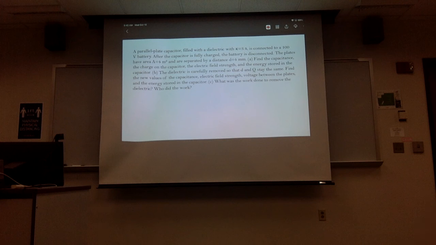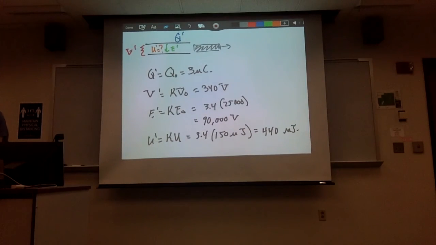So finally, the last part says, what was the work done to remove the dielectric? Who did the work? So let's talk about that. Our work is going to be equal to our change of potential energy, which is the final potential energy minus the initial potential energy. In this case, this is going to be a positive number because it went up. So this works out to be about 110 microjoules.